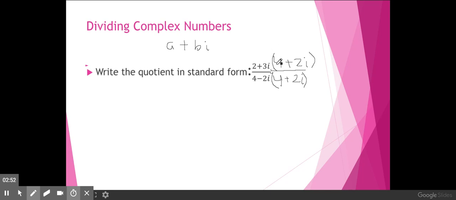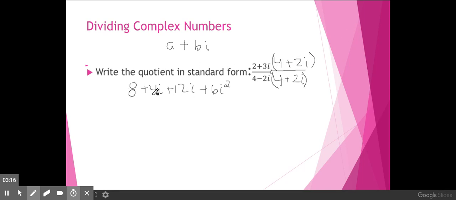So 4 times 2 gives me 8. And then 2 times 2i plus 4i. And then here we do 3i times 4, we get plus 12i. And then 3i times 2i plus 6i squared. So don't forget, if you're multiplying i times i, you get i squared.